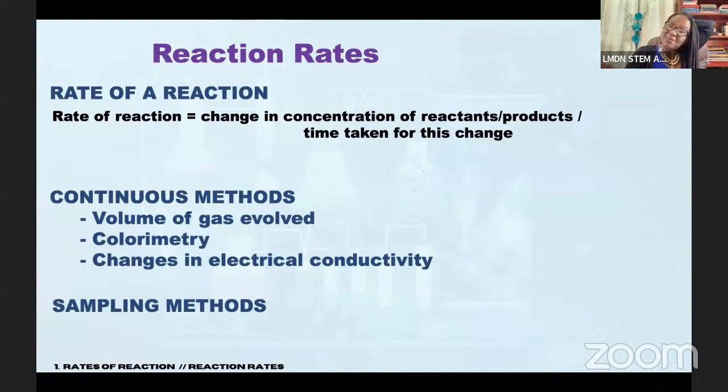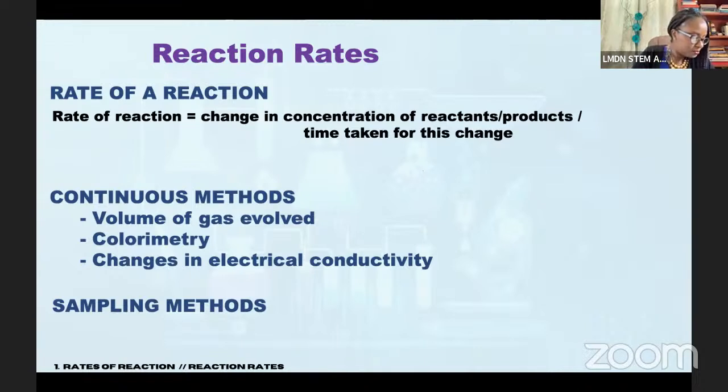And so these sampling methods are typically chosen because of the specific reaction that you have going on. Maybe it is that it's not something that you can measure continuously, right? It's something that you have to take samples to measure. And so that's when you use a sampling method.